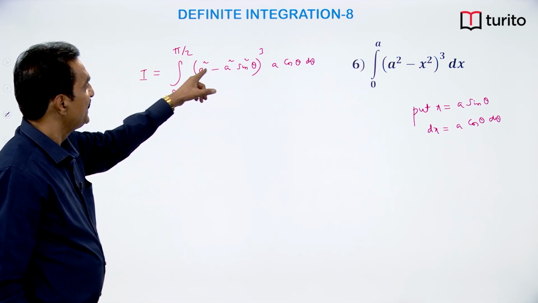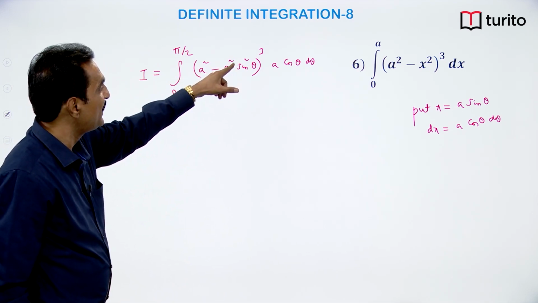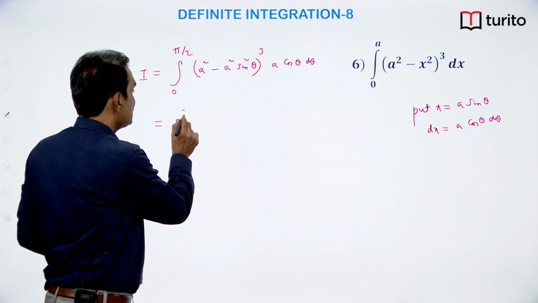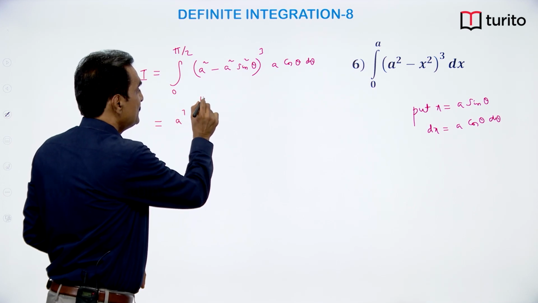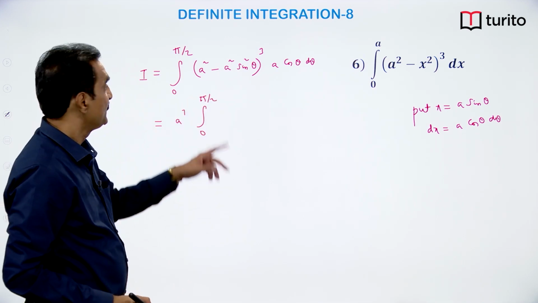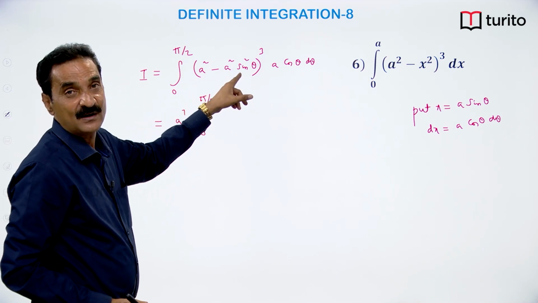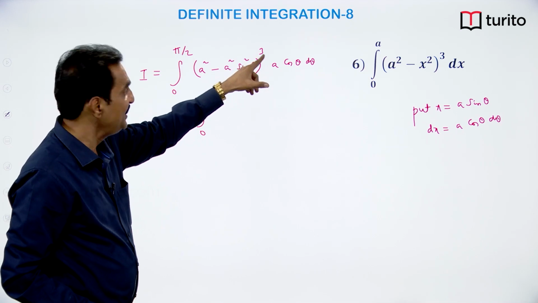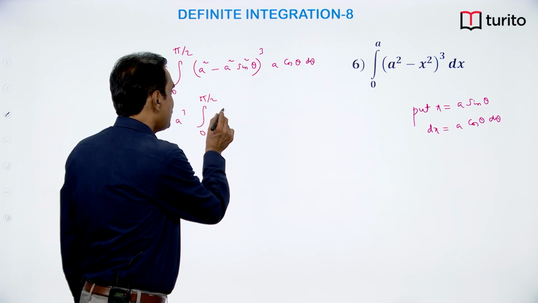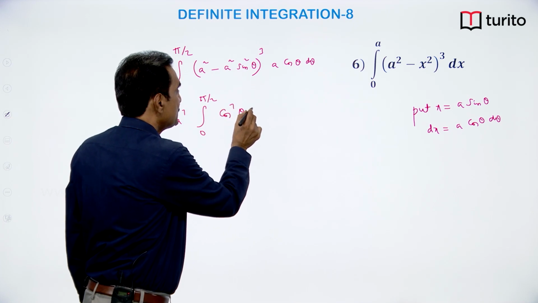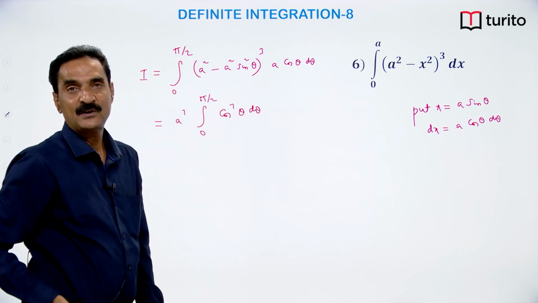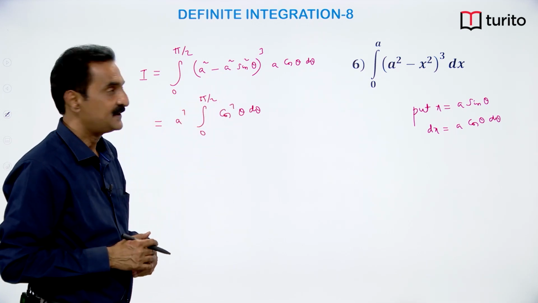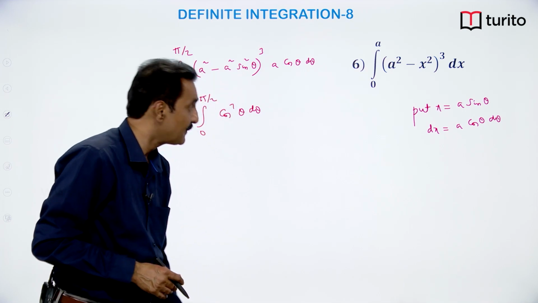Now taking a square common here, a square whole cube is a power 6 into a. We will get a power 7 integral 0 to pi by 2. 1 minus sin square theta will be cos square theta. Cos square theta whole cube, cos power 6 theta into cos theta. It will be cos power 7 theta. Now you know how to calculate this. This is I7, a power 7 into I7, you calculate it. Okay, I will proceed to the next question.